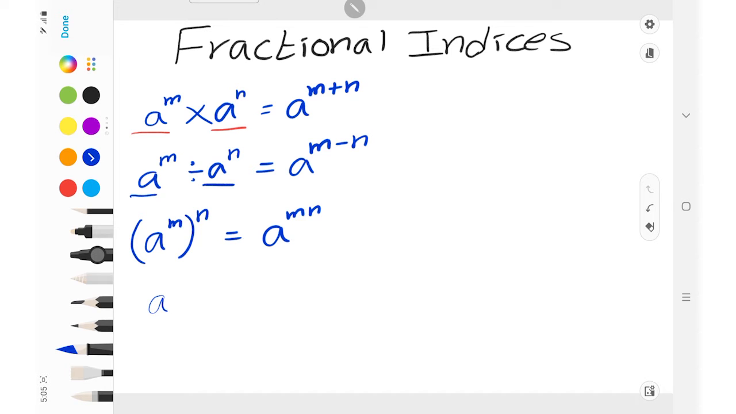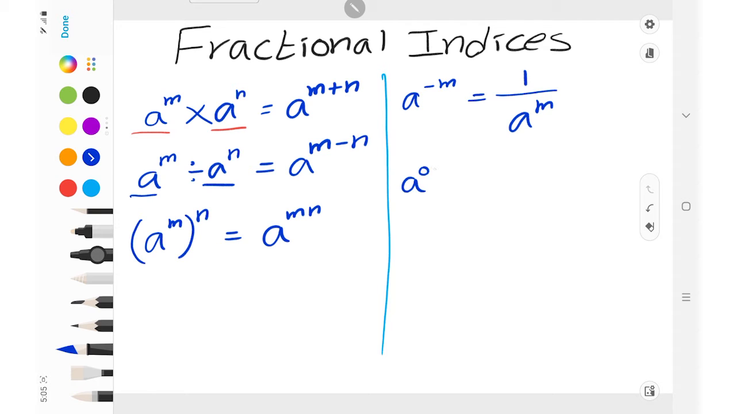And also, when we have a negative power, a^(-m), it is 1 over a^m. Why is this so? a^(-m) is like a^(0-m). When we have a subtraction of powers, we divide. So it's a^0 divided by a^m. And anything to the power 0 is 1. So it's 1 over a^m. That's why a to the power negative m is 1 over a^m.